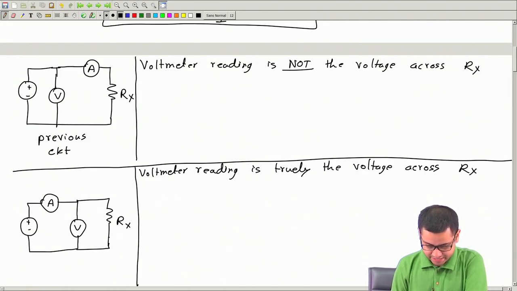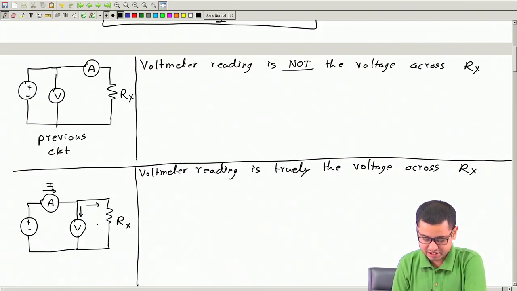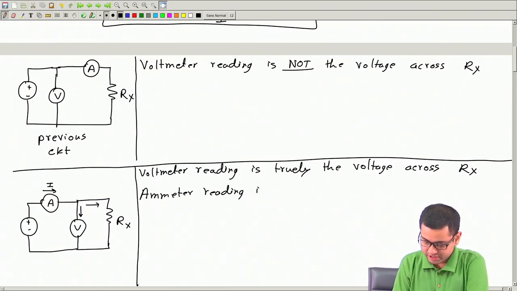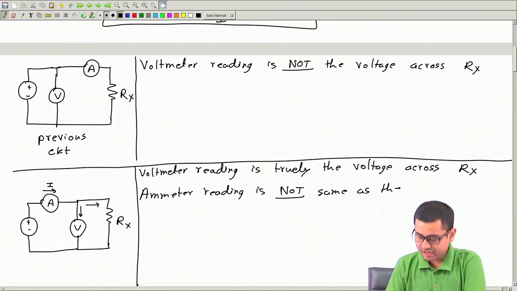The problem is that now the ammeter, the current through the ammeter, if this current is I, is not the current which flows through Rx, because part of this current I goes through this voltmeter and part of it goes through this resistance Rx. Okay, so this circuit has a problem. So in this circuit, the ammeter reading is not the same as the current through Rx.